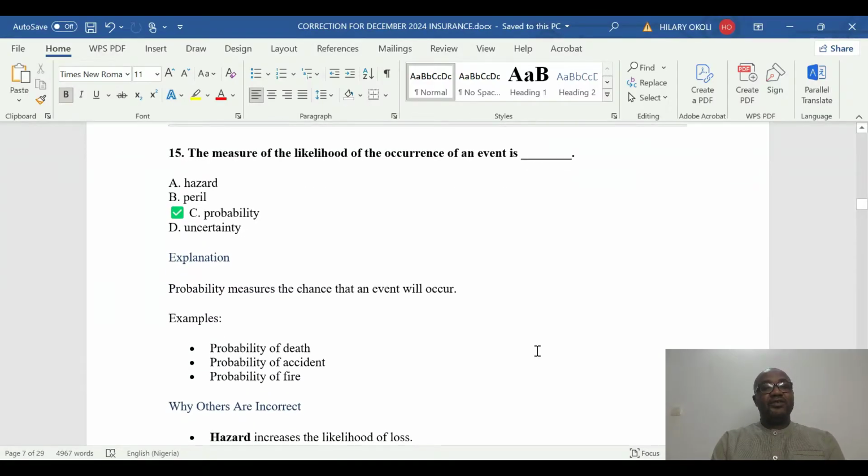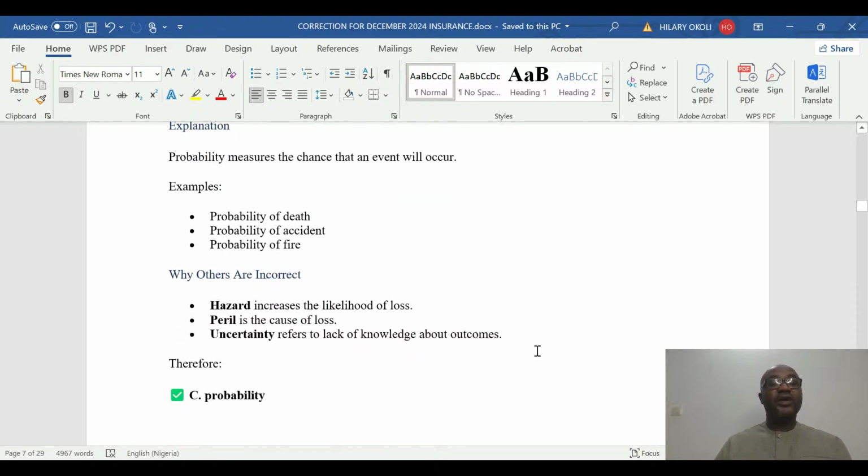Let's look at this question, a very interesting question. It says the measure of the likelihood of the occurrence of an event is called what? It's just simple English language. It's not hazard, it's not peril, it's not uncertainty. It is probability, the measure of the likelihood of the occurrence of an event. The answer is C, probability. So probability measures the chance that an event will occur. Example, probability of death: every one of us is a probability. Anyone that is living will die. Probability of accident, probability of fire, these are probabilities.